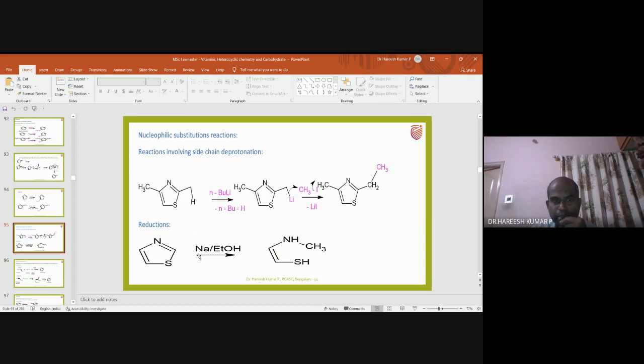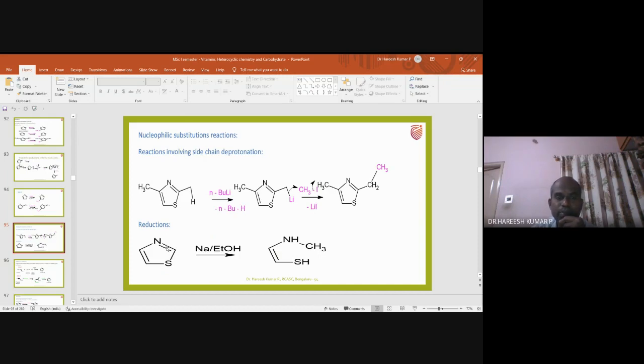Suppose a thiazole is subjected to dissolved metal reduction. In dissolved metal reduction, the reagent is sodium in ethanol. Here, sodium acts as a source of electrons. Sodium gives one electron to the substrate, and sodium is converted into Na plus. After taking this electron, what will the thiazole do?